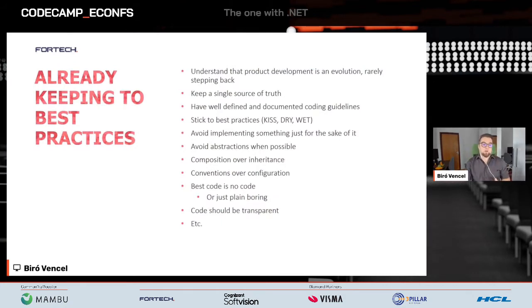We are already trying to follow and keep to the best practices. We are aware that product development is an evolution. It's rarely stepping back. And because our project is 13 years old, we have even fewer opportunities to start things over. We stick to the best practices, but we always adapt to the situation. We avoid implementing something just for the sake of it. For example, DbContext already implements a unit of work. It would be a mistake to complicate ourselves by trying to force a unit of work on it.